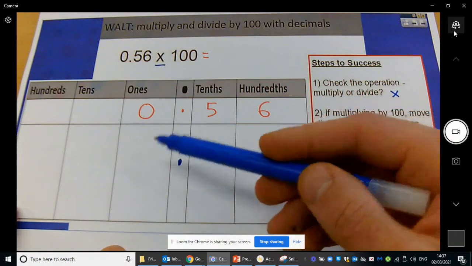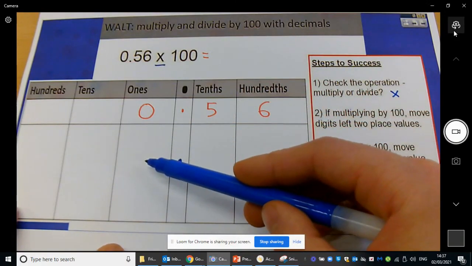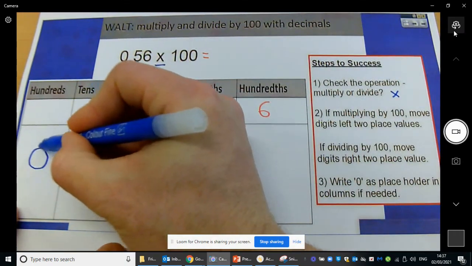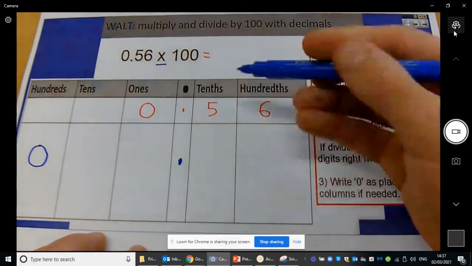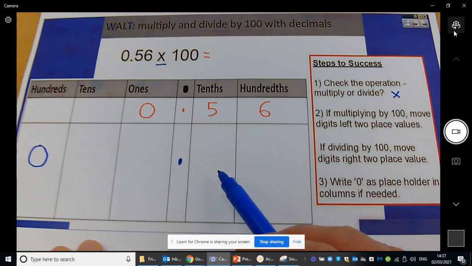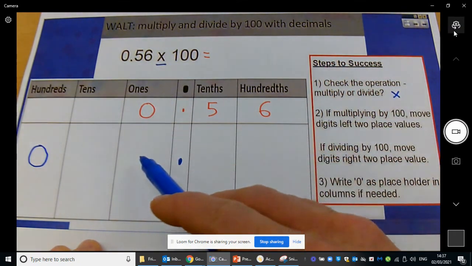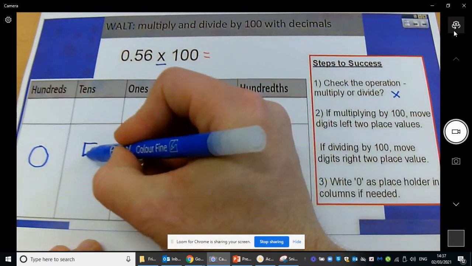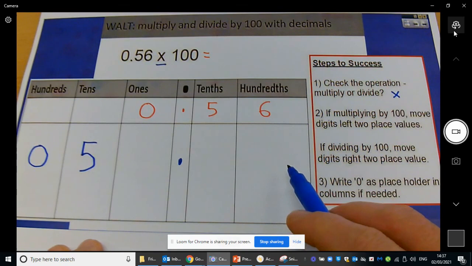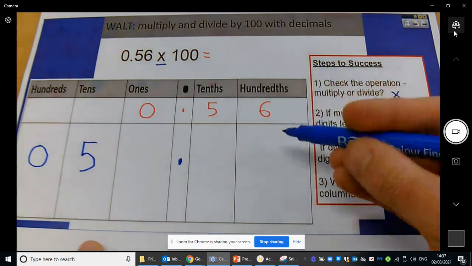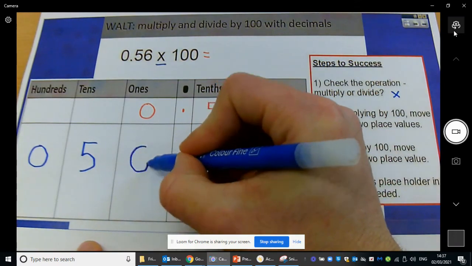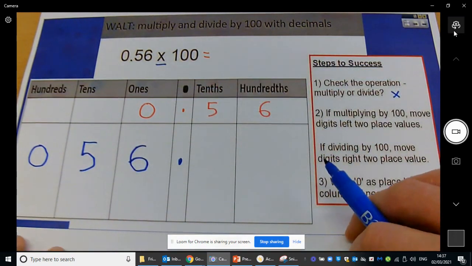So the ones, if we move that left 2 place values, is going to become 0 hundredths. The 5 tenths, what are they going to become? They're going to become 5, 1, 2. They're going to become 5 tens. And what do you think the 6 hundredths are going to become? 6 what? 1, 2. They're going to become 6 ones, of course.